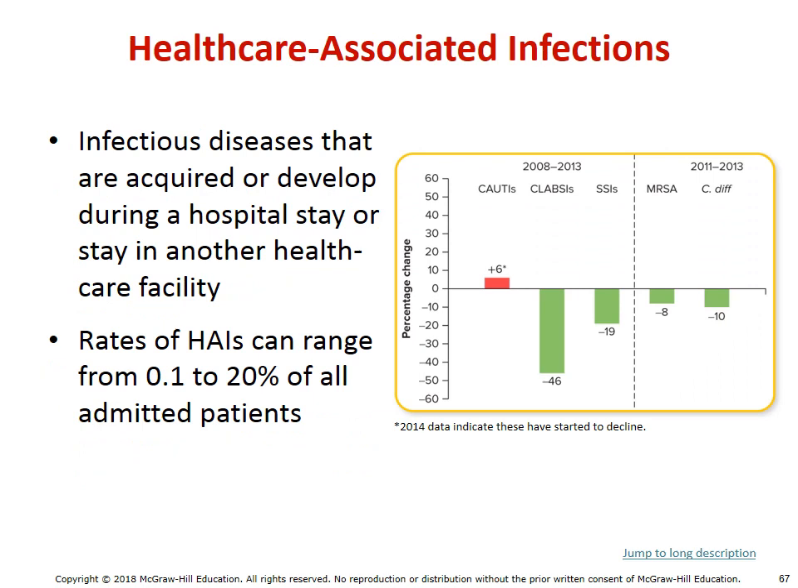A common place infection can be passed to others is in the healthcare situation. And we call these infections healthcare-associated infections. Basically, these are diseases that are acquired or develop while in the hospital, typically with another illness. The idea is the frequencies can be quite high. Anywhere from 0.1 to 20% of all admitted patients should acquire an infection while in the hospital.